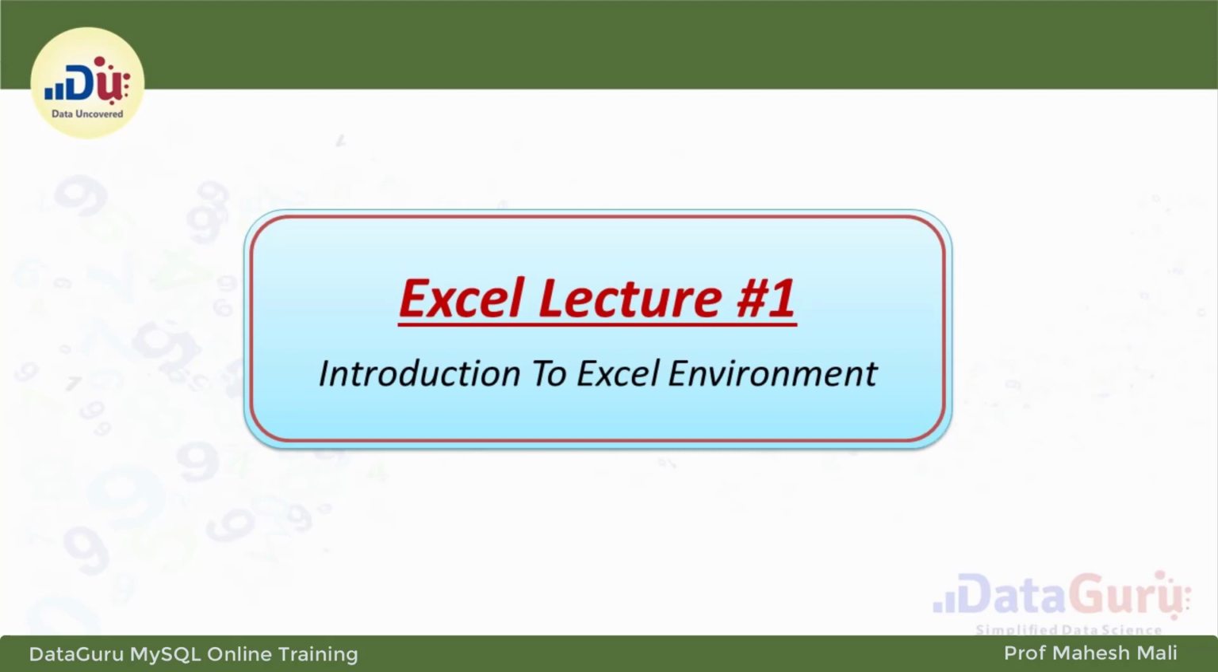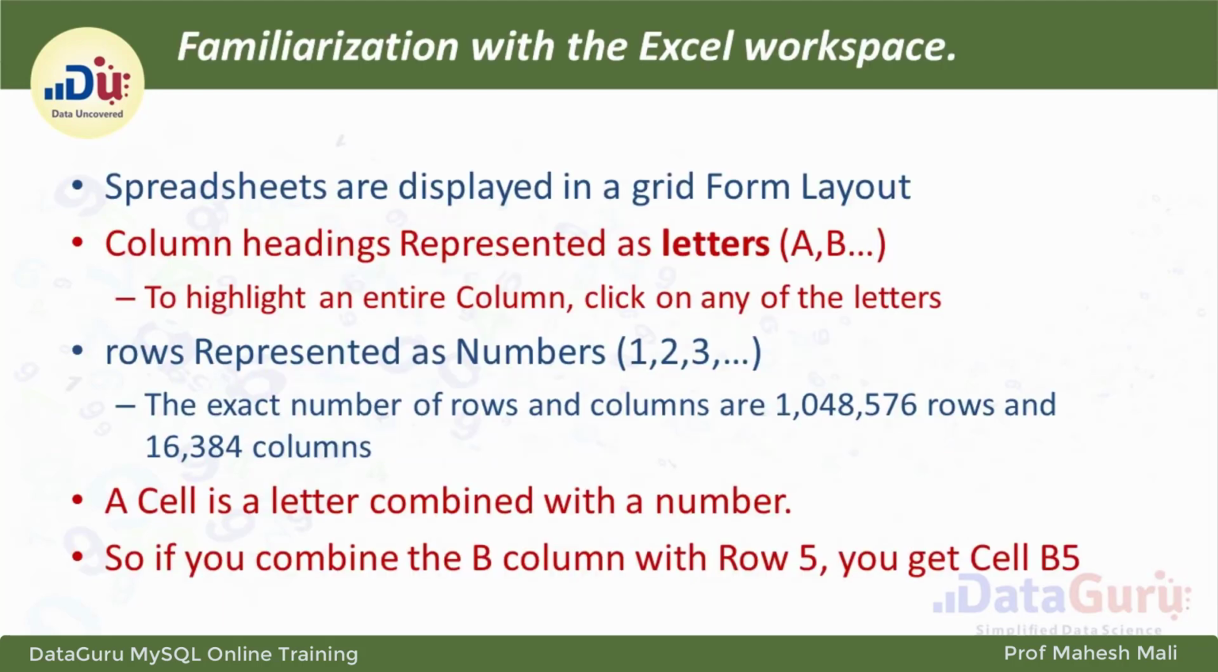So first of all, get an idea of Microsoft Excel. Excel is a spreadsheet based software in which there are columns and rows. The column names are given by the letters A, B, C, D, E, F, G, whereas the rows are given by the numbers 1, 2, 3, 4. There are exactly 1,048,576 rows available, and a maximum of 16,000 columns available.